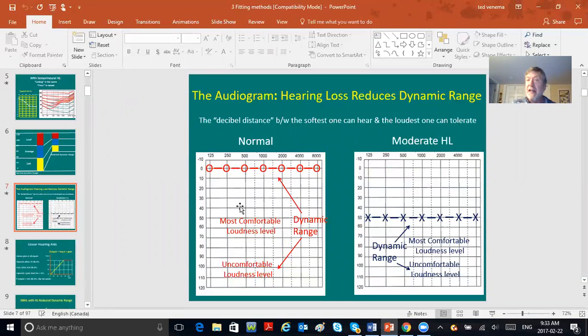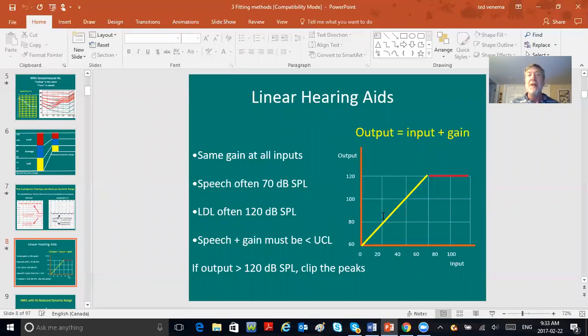And looking at it yet again another way, looking at the audiogram with a large dynamic range, and this audiogram showing a reduced dynamic range. And again, the uncomfortable loudness level hasn't really changed all that much. What's changed is the floor. And yeah, it is kind of weird on the audiogram. The floor is actually on the top. And that's why the audiogram could be called the O-D-D-iogram.